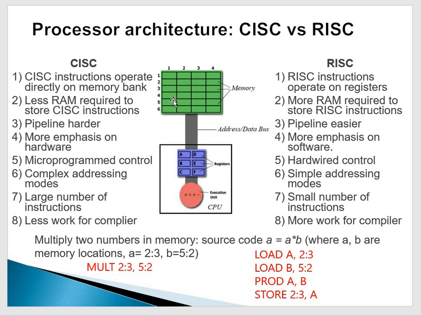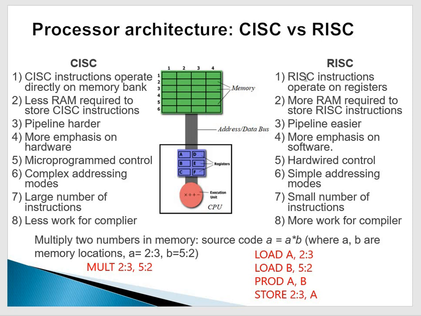Let's suppose this is the memory which is interfaced with the CPU, and this is the execution unit of the microprocessor or CPU. So the meaning of the first line is, in case of CISC, the instructions can access the data directly from the memory and manipulate it. Which means if we want to perform any operation on data at any memory location, that data can directly be accessed by the instruction.